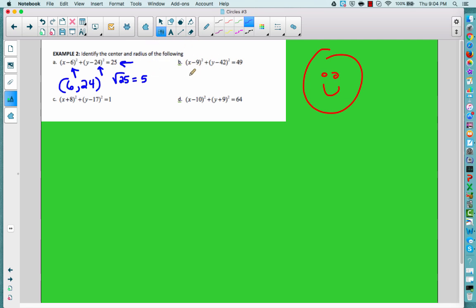All right, B, looking for the center. Center would be 9, 42. Remember, we take it from the h and the k, opposite signs. My radius would be the square root of 49, so 7. All right, you try the next two. All right, so you tried those and you got your center to be negative 8, 17 and your radius to be 1, because the square root of 1 is 1. All right, the last one, try it. All right, so you should have gotten a center of 10, negative 9, and a radius of 8. All right, so those are examples of finding and using the centers.